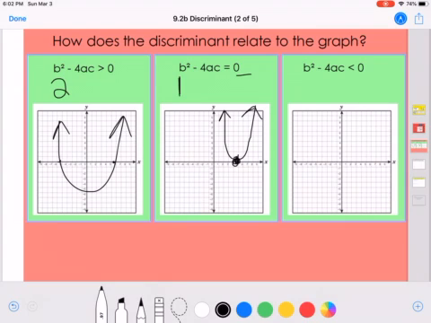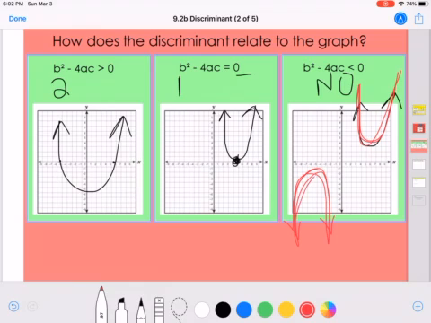If our discriminant is negative, we have no solutions, which means it doesn't cross the x-axis at all. So we could draw our parabola any way we want, just as long as it's not crossing that x-axis. And notice how the parabolas that I drew, the examples, they're never going to cross the x-axis. This one's going to keep going up and up and up, so it's never going to cross. This one's going to keep going down and down, so it's never going to cross the x-axis.